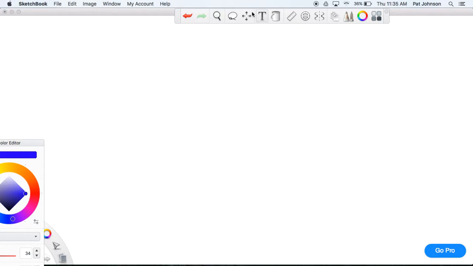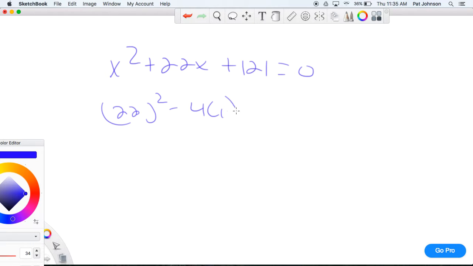Let's try another one. x squared plus 22x plus 121 equals 0. All right, so I'm going to have 22 squared minus 4 times 1 times 121. So we're going to get 484 minus 484, which is 0. 0 tells us we have 1 real solution.